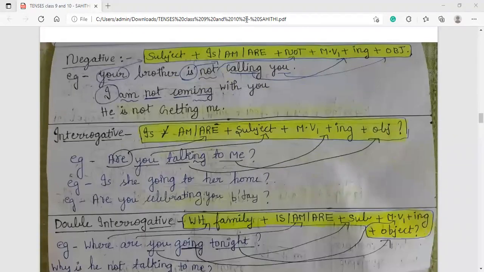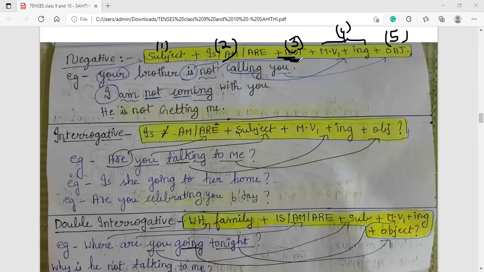Now talking about negativity. If we talk about negativity: subject plus is or am or are plus not plus main form of verb plus ing plus object. Subject is the first thing. Helping verb is the second thing. Third is the not, that is negativity. Main form of verb plus ing, this is the fourth thing you need to remember. Fifth is the object. Remember this. Here you should add one thing, not, because we are talking about negative. Negative only means not.